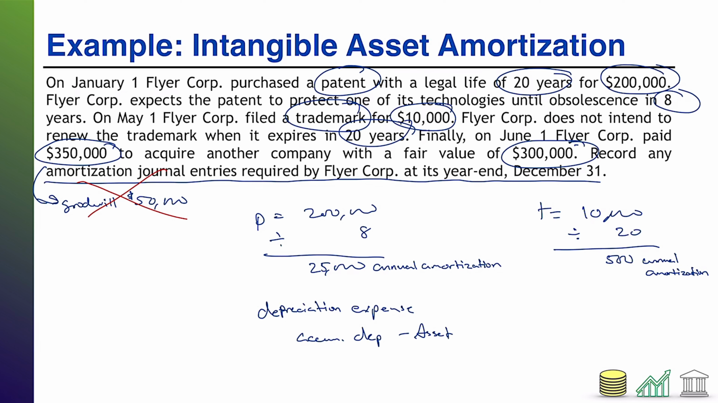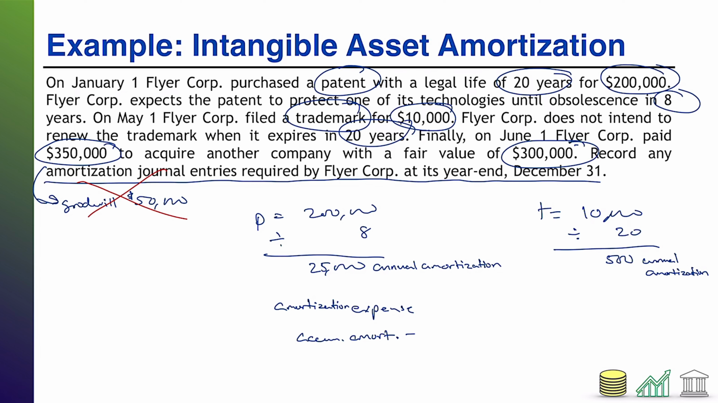Well, guess what? Amortization, replace the word depreciation expense with amortization expense, and replace accumulated depreciation dash asset with accumulated amortization dash whatever the asset is, and that is your journal entry. So if you know depreciation, you know amortization.